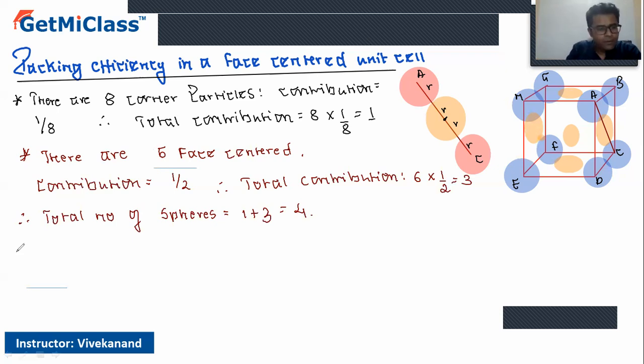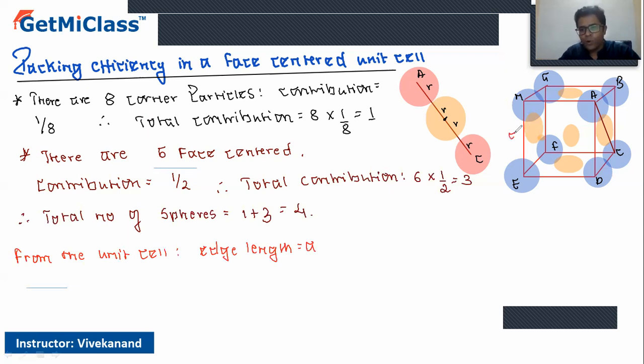Now, in this particular unit cell, let's consider the edge length. The edge length is equal to A. So all of these sides are A's over here, right? While we'll consider the face diagonal AC as B.